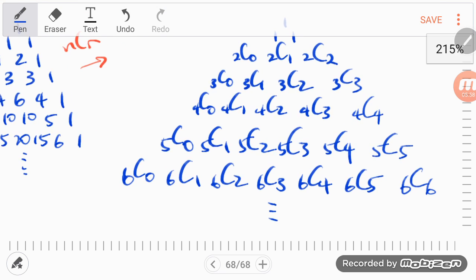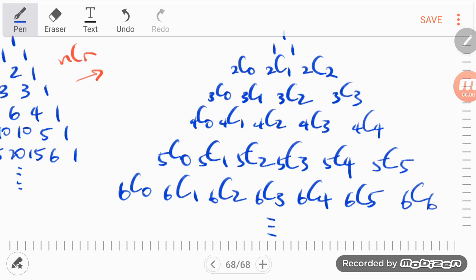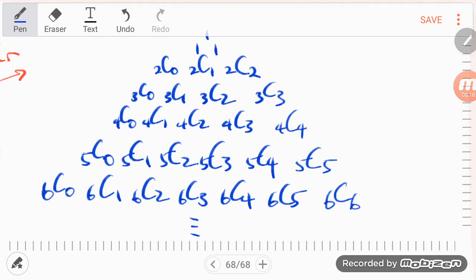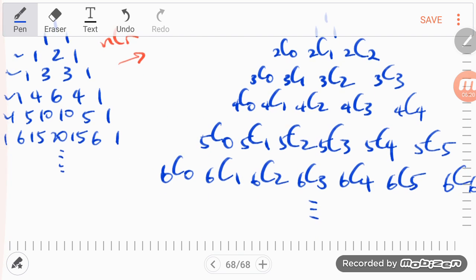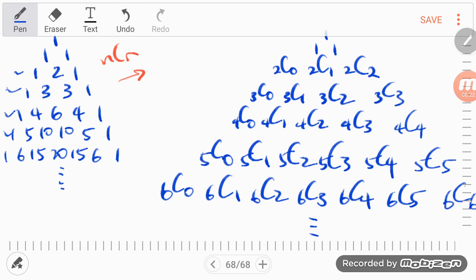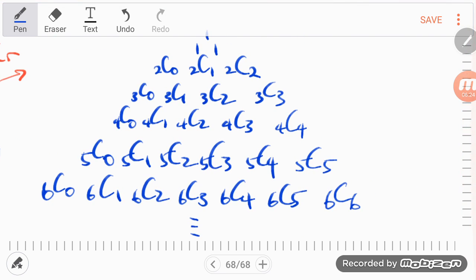Okay, so this is it. This is the same Pascal's triangle, but using nCr to represent each value. This is very, very useful. In fact, a Pascal's triangle represented using nCr is actually more useful than the original Pascal's triangle itself. Why? Let's talk about why.